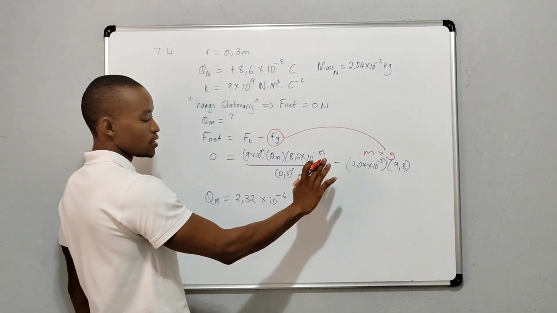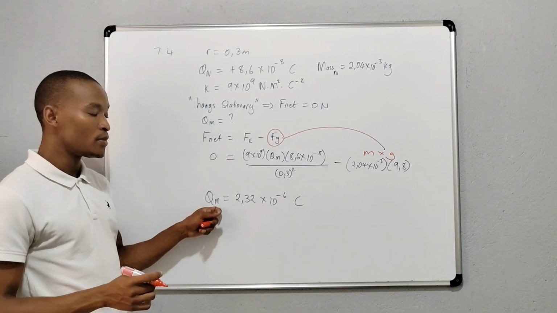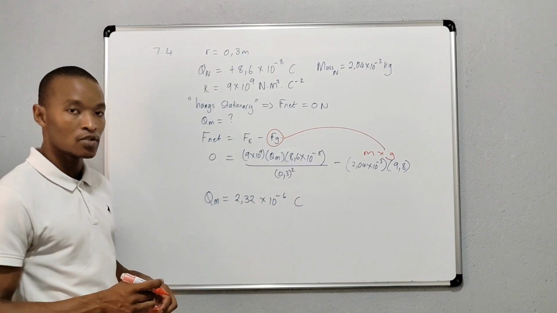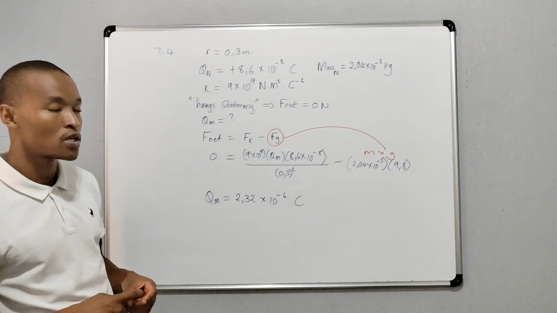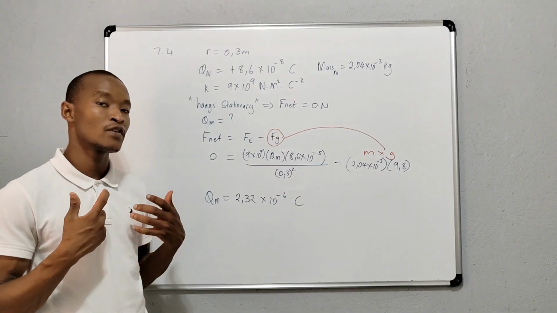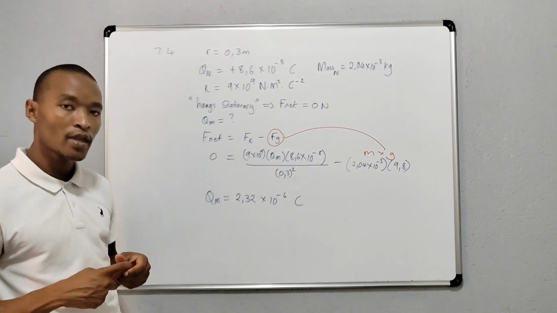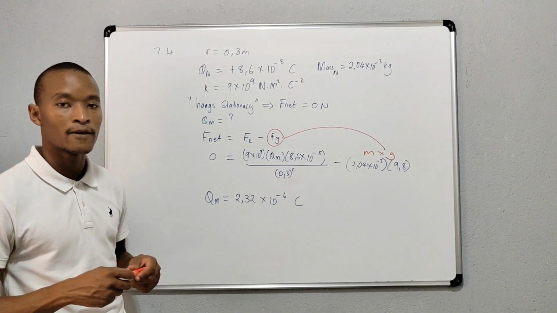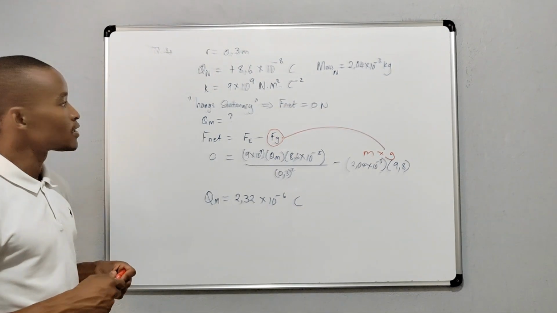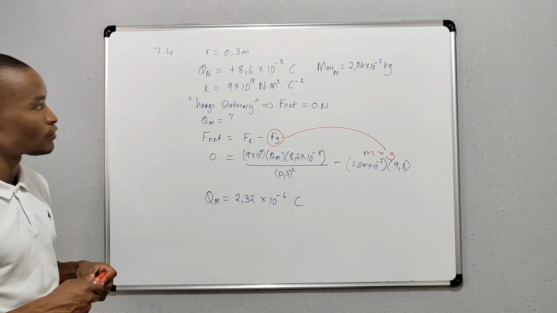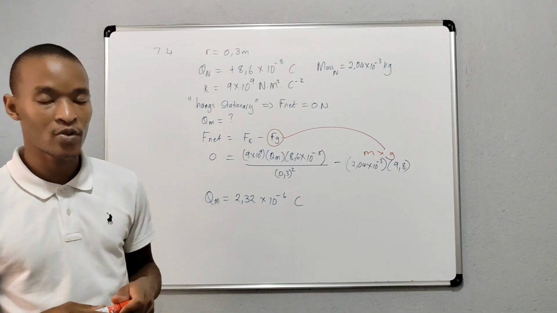And if you do the mathematics there, you end up with the charge on sphere M to be 2.32 times 10 to the power negative 6 coulombs. All right, remember the equation gives you the magnitude, not the sign, whether it's positive or negative. But we did say in the previous questions that the sphere M will have a negative charge. Right, great stuff. So this takes care of question 7.4. Let us now move on to the next question.